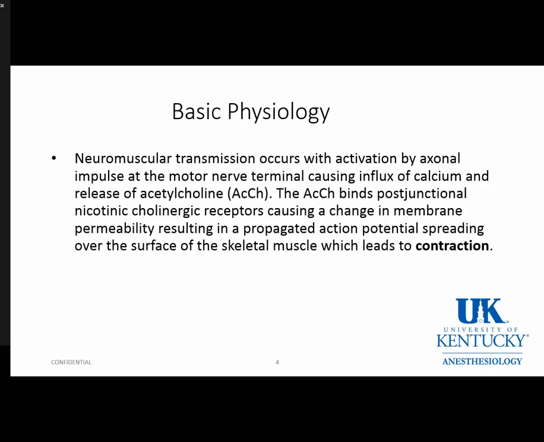Basic physiology by way of a quick background. The transmission of a signal travels down the axon, reaches the motor nerve plate, causing an influx of calcium and release of acetylcholine, which then transfers across the synapse, binding to the postjunctional nicotinic cholinergic receptors, causing a miniature end plate potential. When enough of these miniature end plate potentials reach threshold, then an action potential is propagated along the surface of the skeletal muscle, causing contraction.